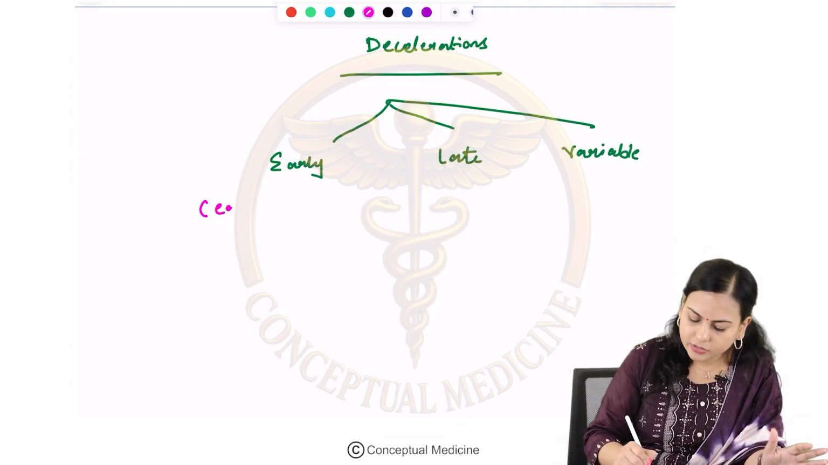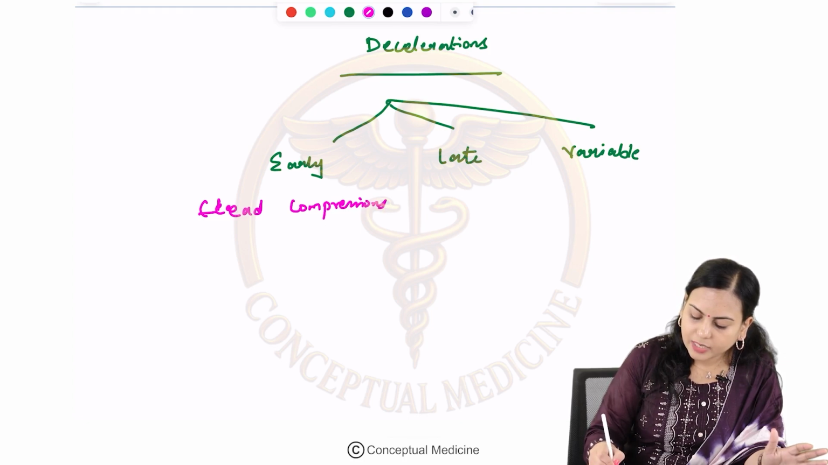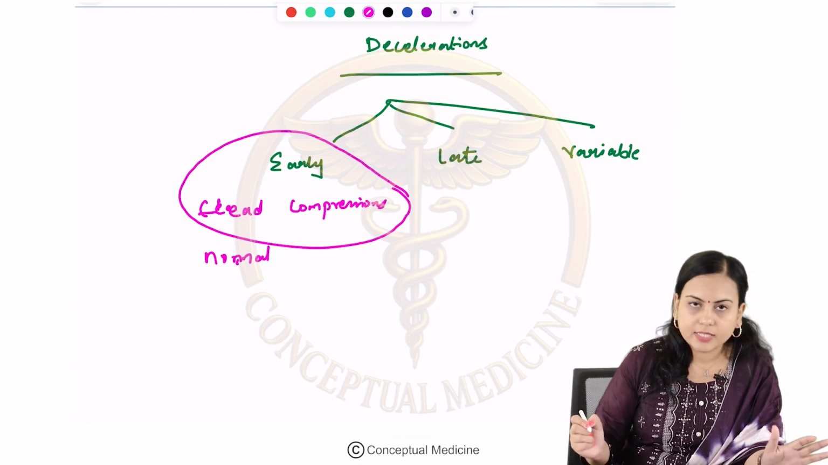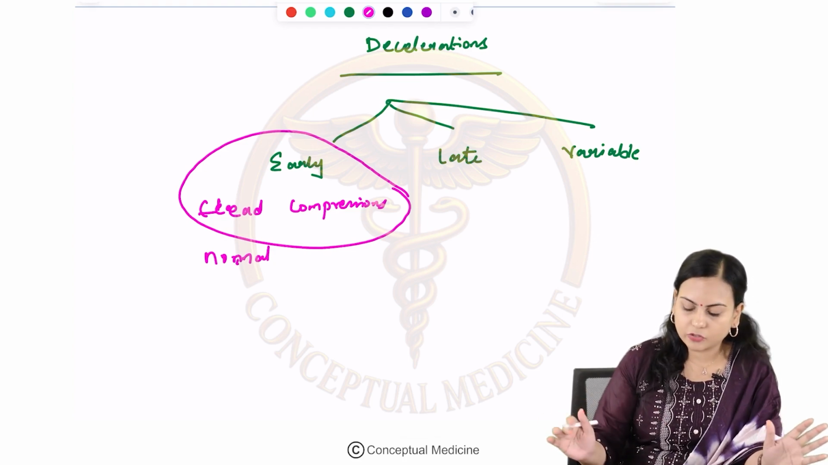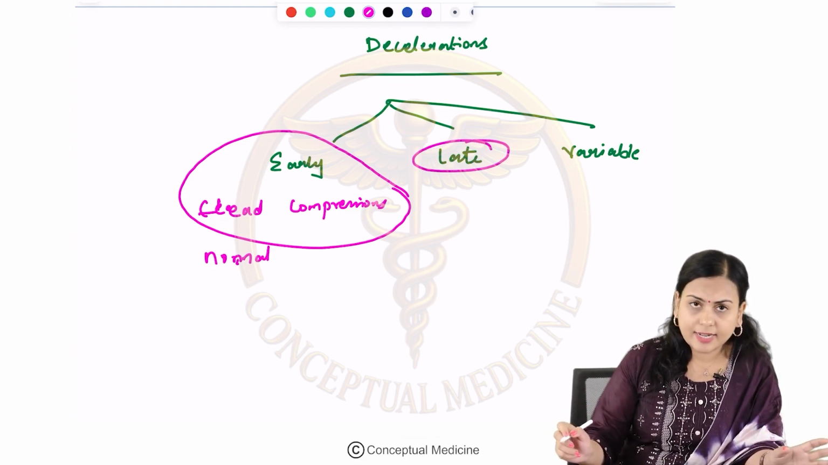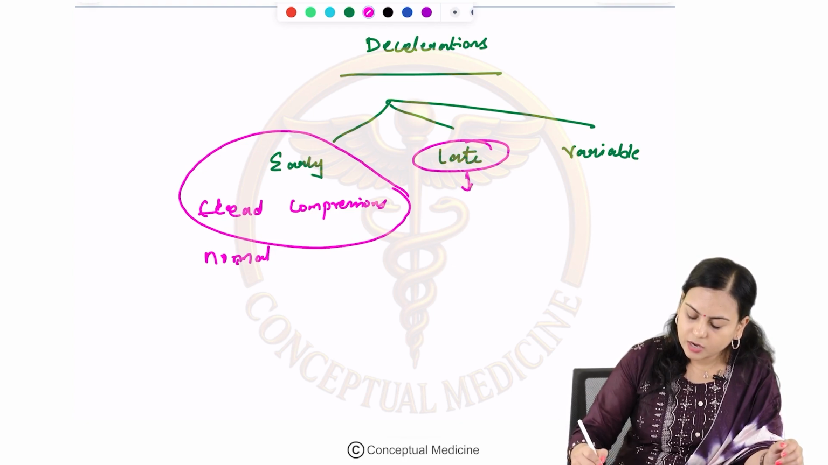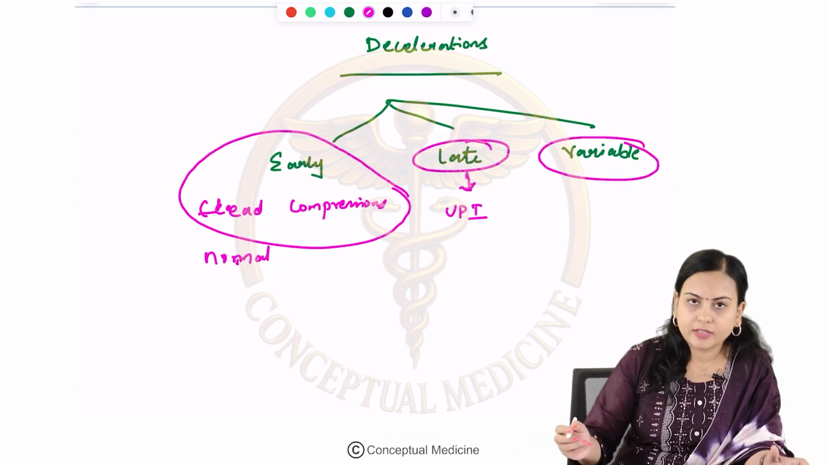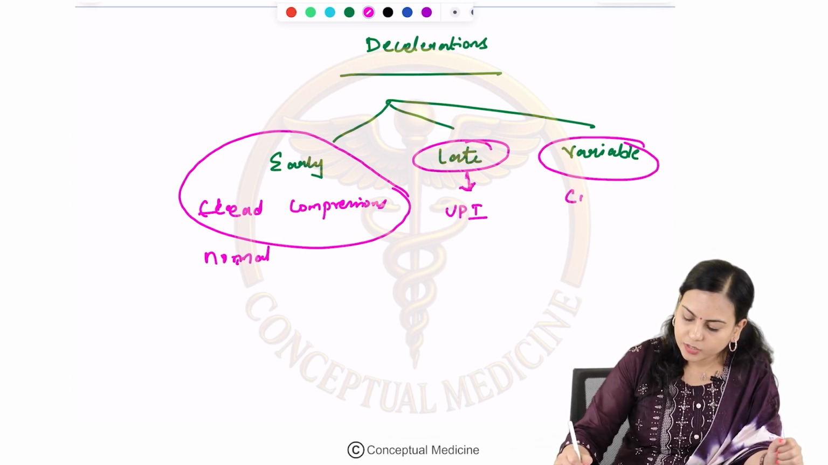Early decelerations are due to head compressions, and these are considered as a normal activity seen. So there is nothing pathological about this. And late deceleration, if it is seen, is due to uteroplacental insufficiency, and variable deceleration is due to cord compression.